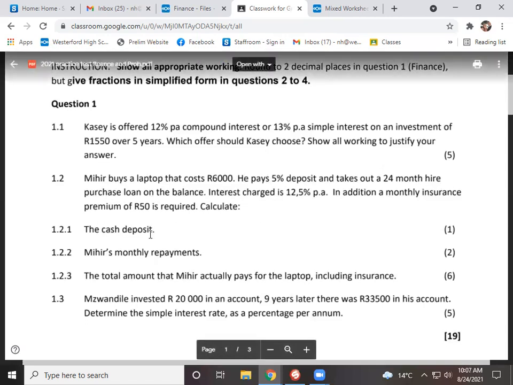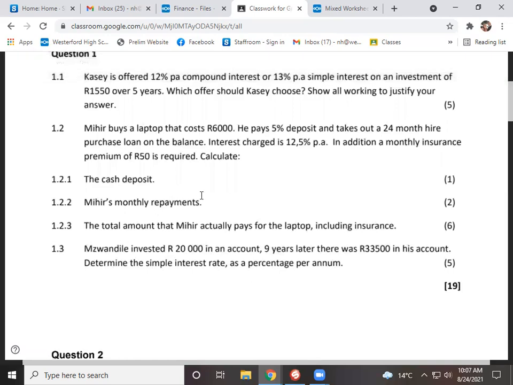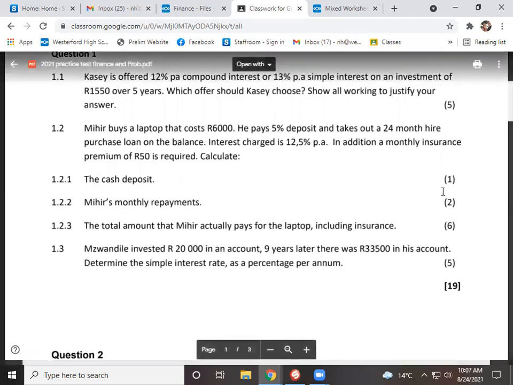I think you all know how to find that. 5 over 100 times 6,000. Next one, we use monthly repayments. All right, now guys, I don't know why it's only 2 marks. That's quite a few marks for all the work in there.